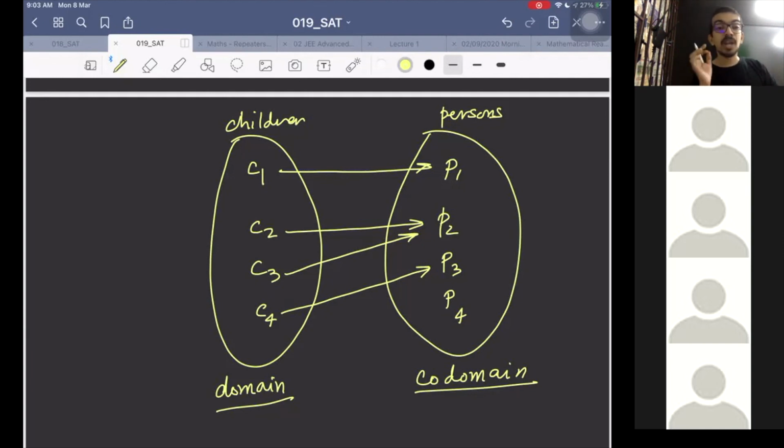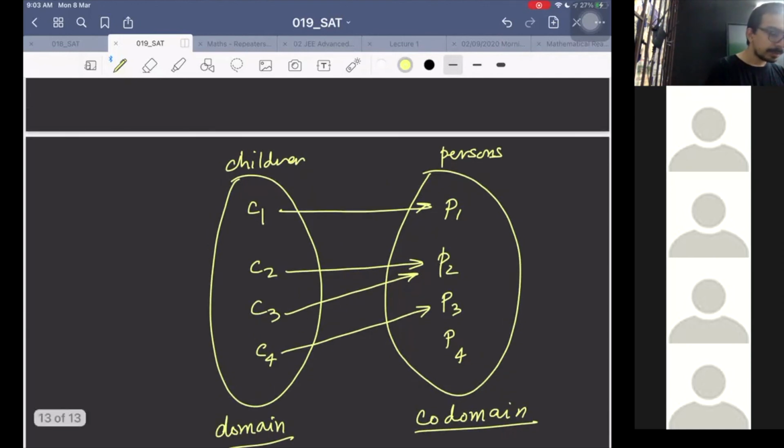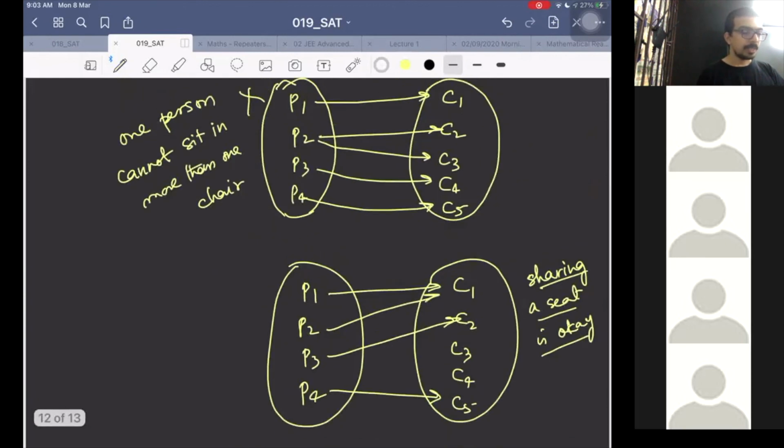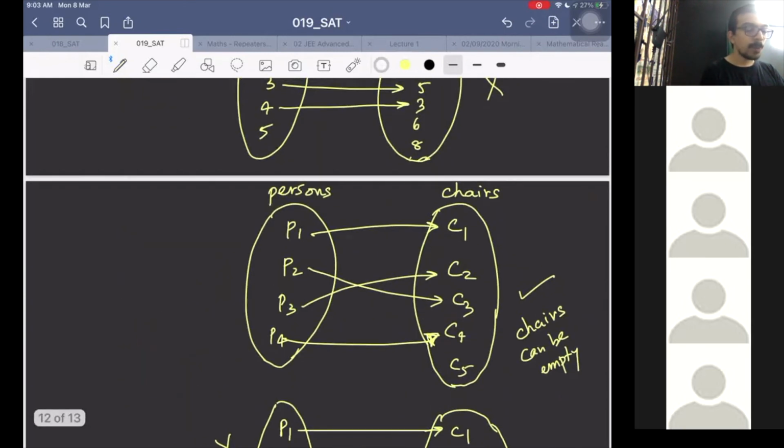And there is one more term. It's called range. What is range? In this case, P1, P2, P3 has a pairing. So the set of P1, P2, P3 is what we call a range. The entire second set is called codomain. But in this case, the occupied chairs form the range. There could be an unoccupied chair, so that doesn't form part of the range. The range is different from codomain.